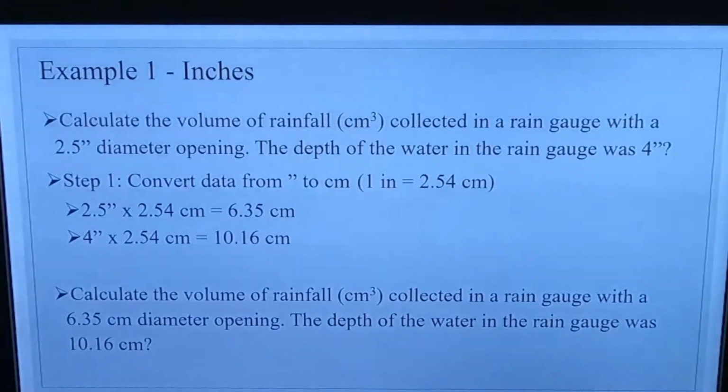And so we had this rain gauge, and to a depth of 4 inches. Right? How much water fell? So that's what we're calculating here.